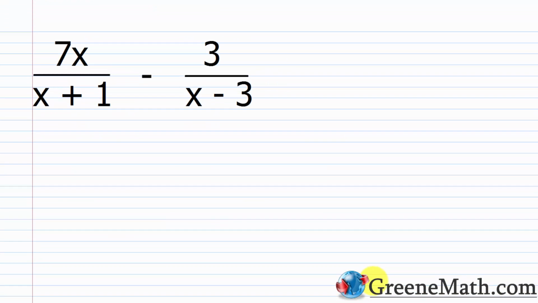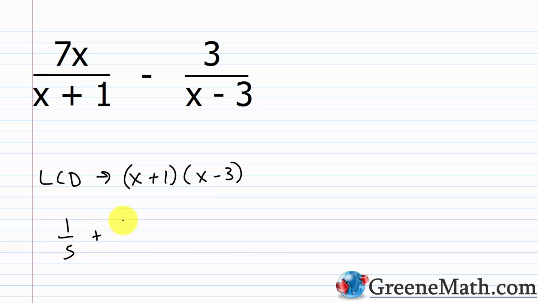Okay, let's take a look at another one. So we have 7x over x plus 1, and we're subtracting away 3 over x minus 3. So the LCD here is very, very simple. Each of these is prime, right? So I can't factor x plus 1, and I can't factor x minus 3. So I just multiply the two together to get the LCD. It's just like if I had fractions where I had 1/5 plus, let's say, 2/7, right? Each of these is prime, so to get the LCD, I just multiply 5 times 7, and I get 35. Well, same thing here. Each is prime, multiply the two together to get the LCD.